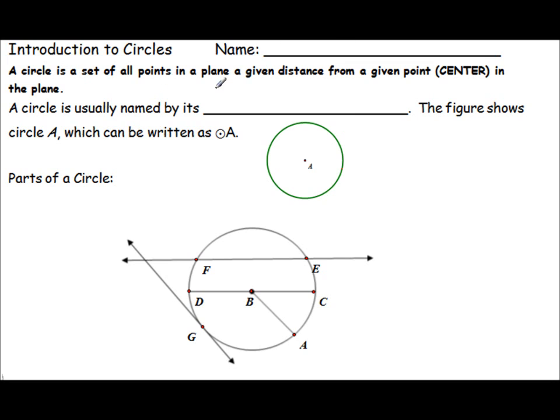A circle is a set of all points in a plane a given distance from the given point. So the point is called the center of the circle, and every point on the circle is going to be the same distance from the center. We usually name the circle by its center. So we would call this circle, circle A. And when you write it, you can just write this little circle with the letter.